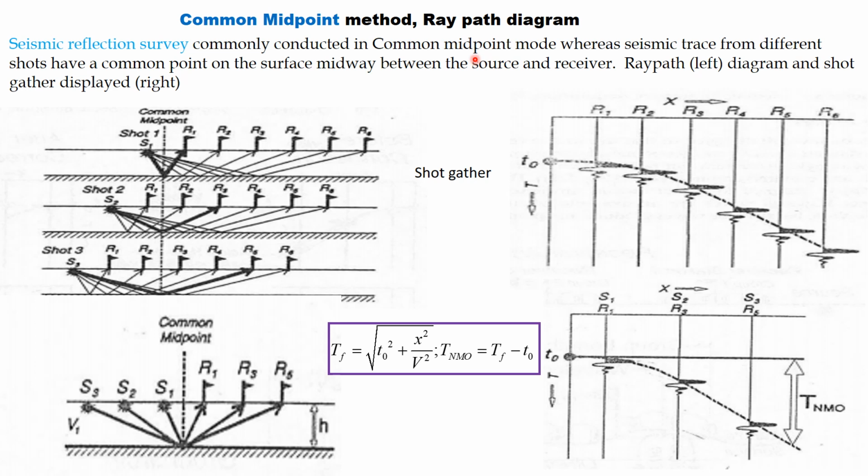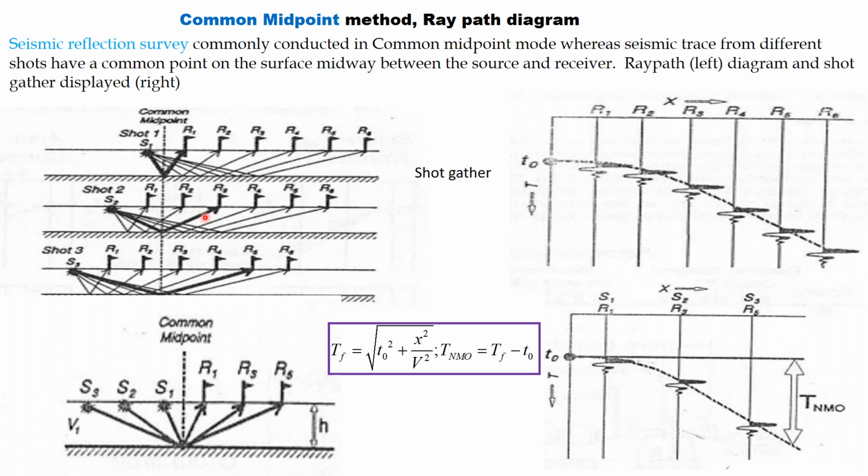Now, to illustrate in a very detailed way the common midpoint method, the ray path diagrams are displayed on the left. From one shot, the three-shot gather, the ray is received at receiver one, and the seismic trace has a common point between the source and the receiver. Here, the seismic trace has a point between the source S2 and the receiver R3. And for shot number 3, the seismic trace has a common point between the source S3 and the receiver R5.